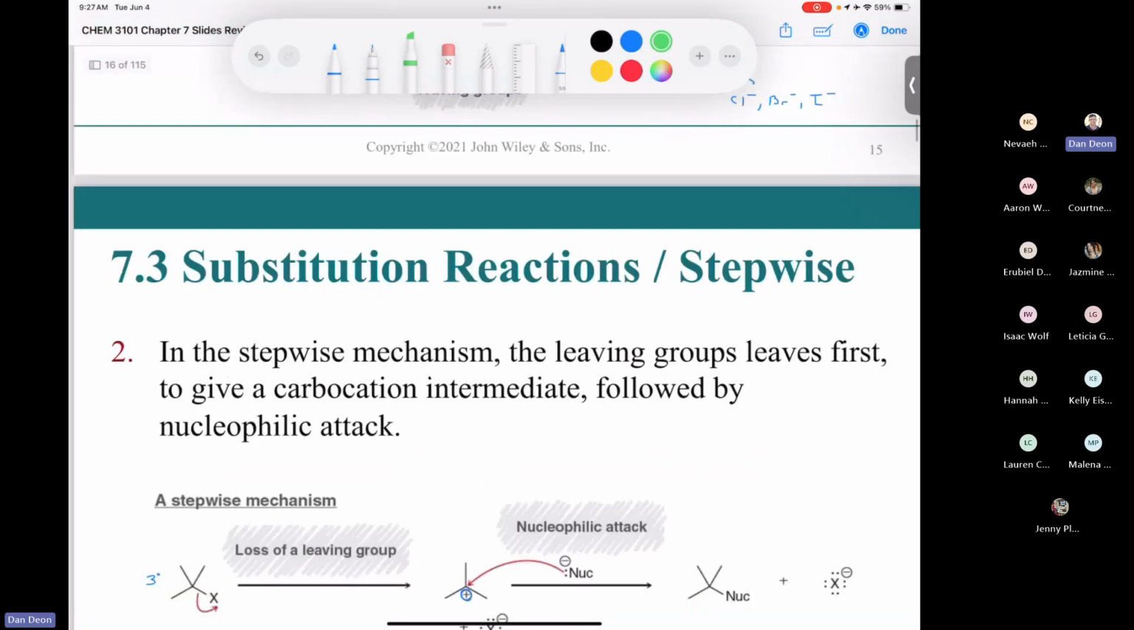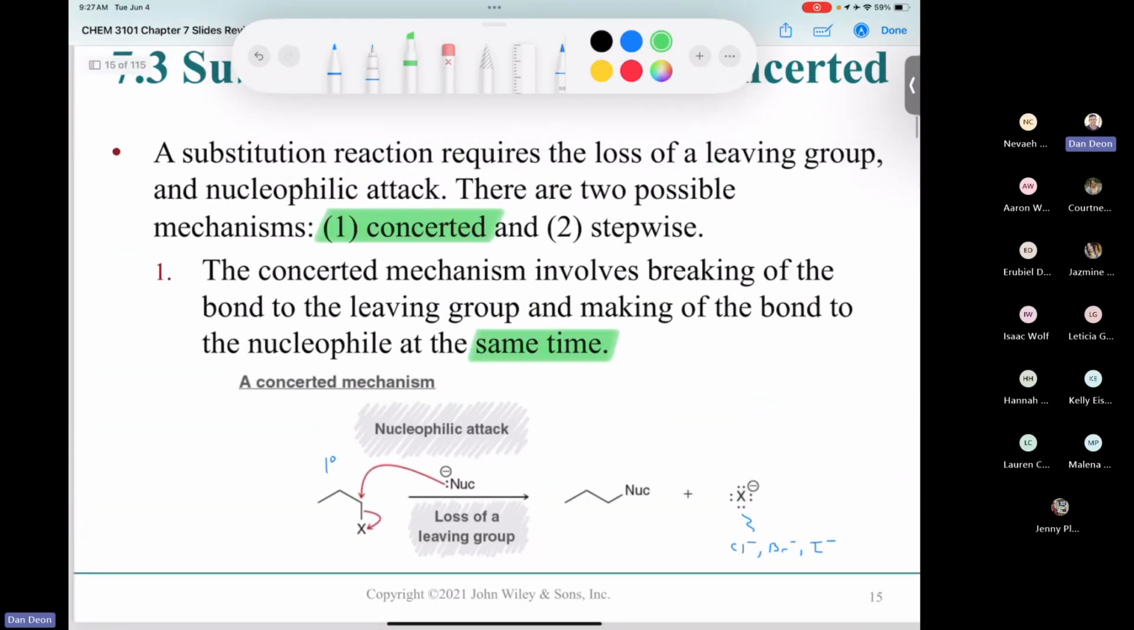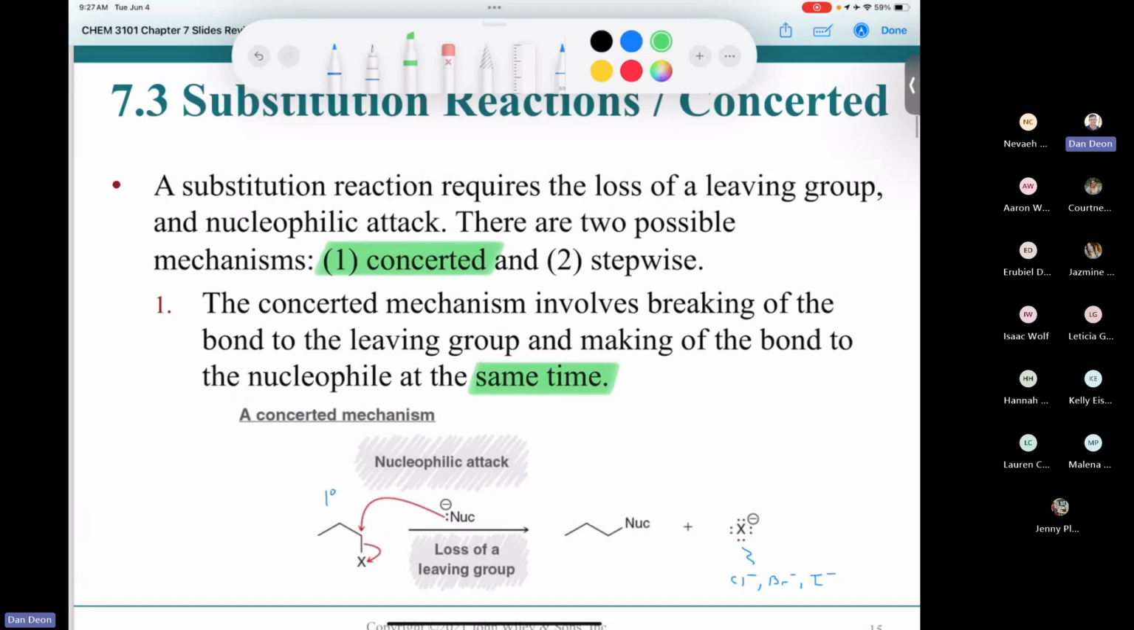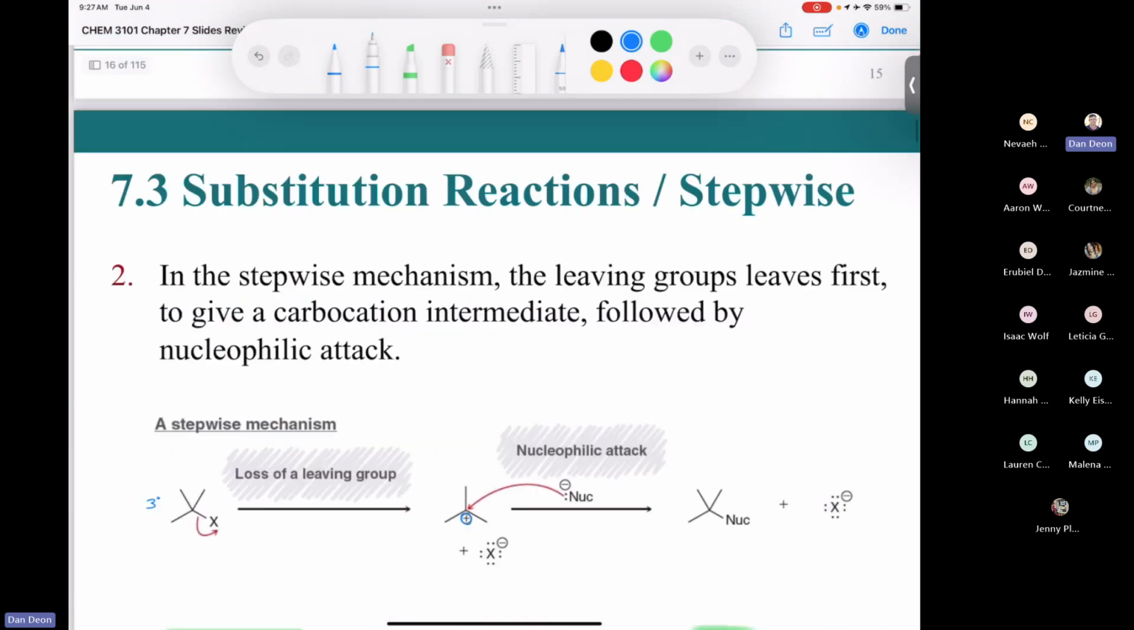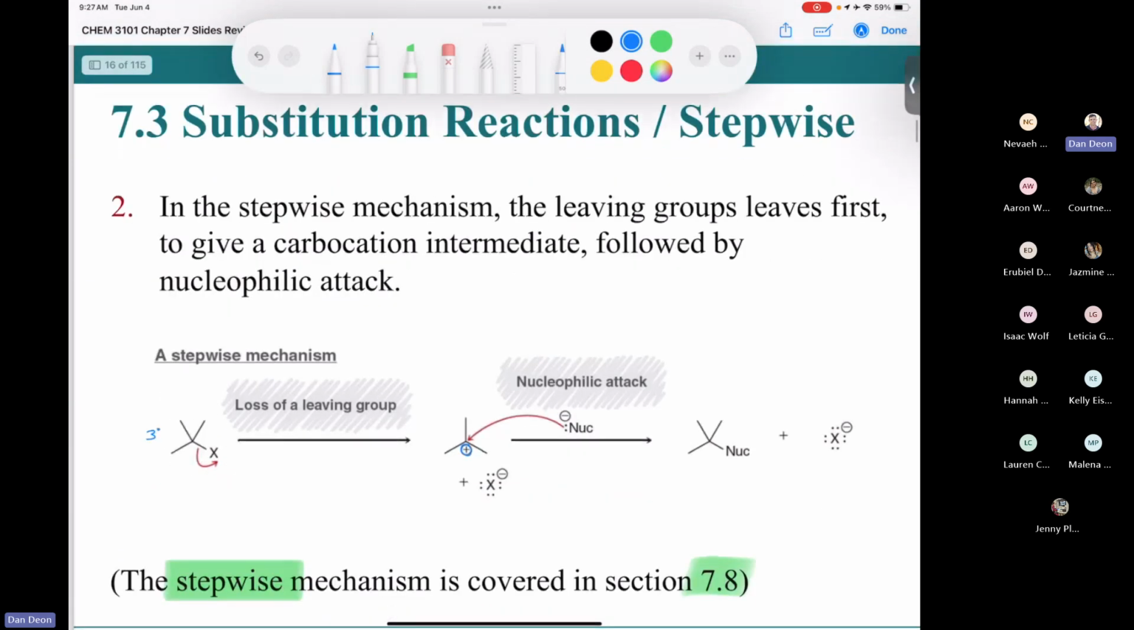All right, but let's review. In the concerted mechanism, concerted means they happen at the same time, okay? Sometimes my students will say it's an SN2 reaction. They'll say it's SN together. Okay, both things happen at the same time. And when we have a stepwise mechanism, this is like an SN1, and it's like SN1 at a time. That means first the loss of leaving group happens, and then the nucleophilic attack happens second.